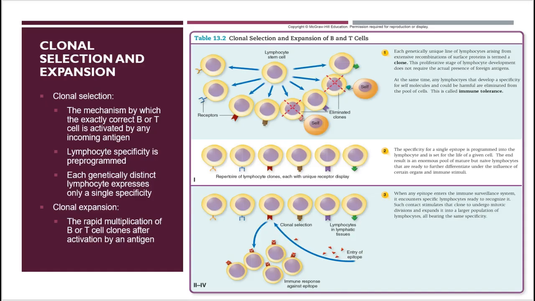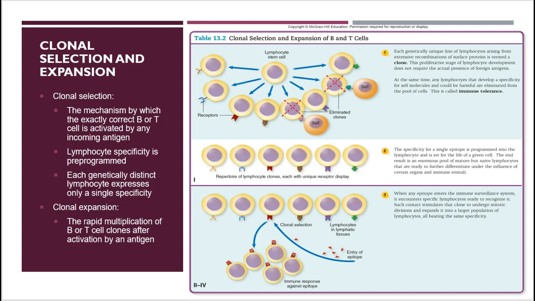Okay. So this diagram is also from your text. You can find it on page 357. And this illustrates the process of clonal selection and expansion of both B and T cells. So the process is identical. This is essentially how scientists hypothesize that B cells and T cells are produced with the variability that they are.